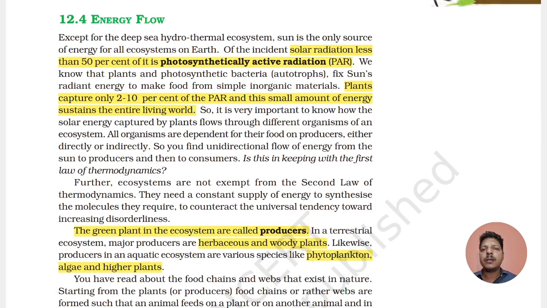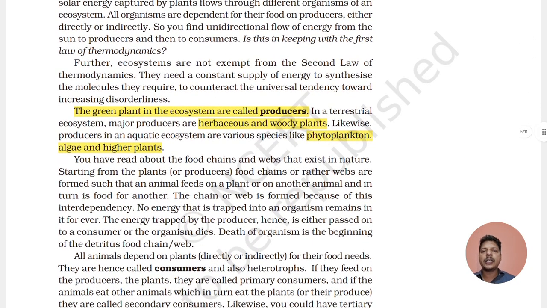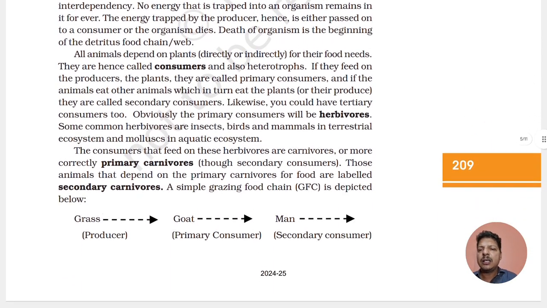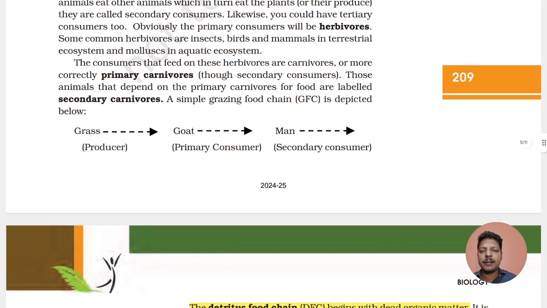Energy flow: less than 50% of solar radiation is photosynthetically active radiation, PAR, and the plants capture only 2 to 10% of the PAR, and this small amount of energy sustains the entire living world. The green plants in the ecosystem are called producers. In terrestrial ecosystems, major producers are herbaceous and woody plants, and in aquatic ecosystems, phytoplankton, algae and higher plants. Then consumers: herbivores, primary carnivores, and here the food chain is grass, goat, man.